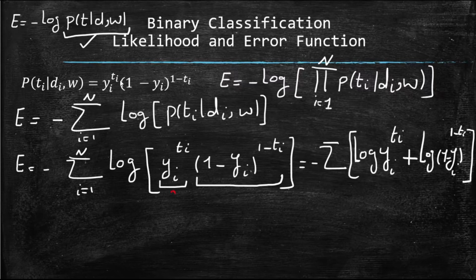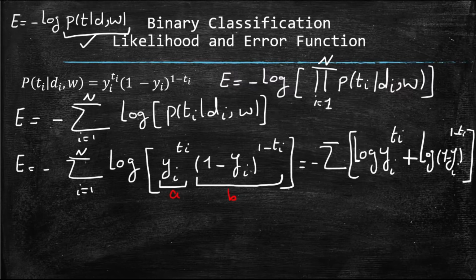So this is my A, this is my B. So log of A multiplied by B is equal to log of A plus log of B. Only in this case, A is not a pretty variable. It's actually y sub I to the power of t sub I. So A and B actually have powers inside of them. Okay, that's the only difference here. Now, the next step.